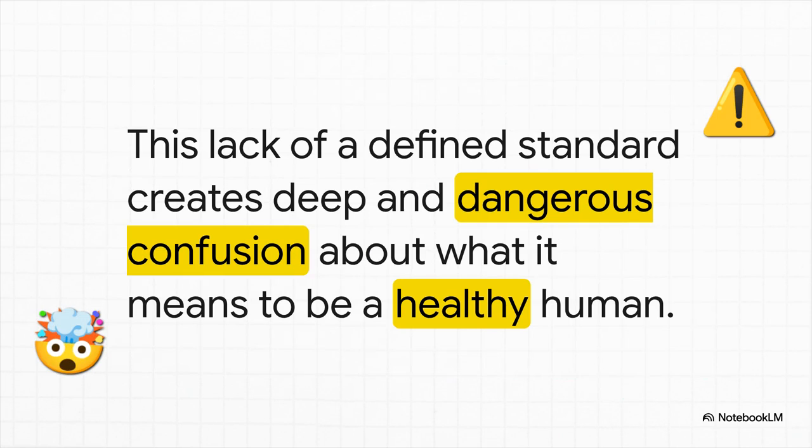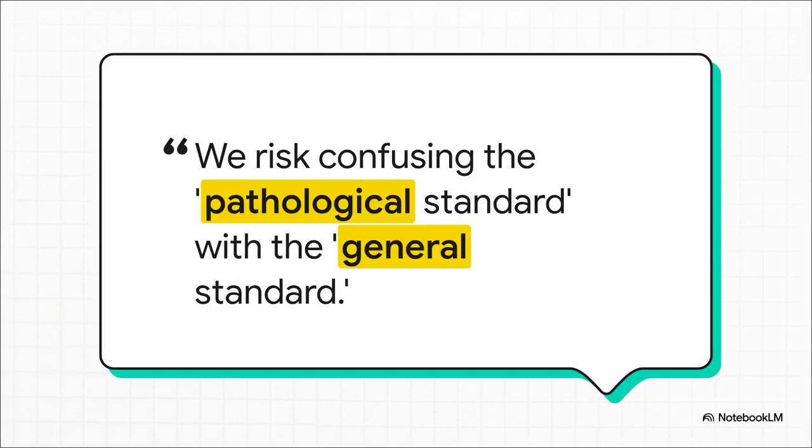And this lack of a standard doesn't just make people stop thinking independently. The author warns that it creates a really deep and dangerous confusion about what it even means to be a healthy, well-functioning human being in the first place. And here it is. This is the core warning. When a society completely loses its grip on what standard even means, it starts to mistake things that are unhealthy, dysfunctional, what the author calls pathological, for being normal. The lines just get totally blurred and we lose the ability to make clear judgments about our own collective well-being.